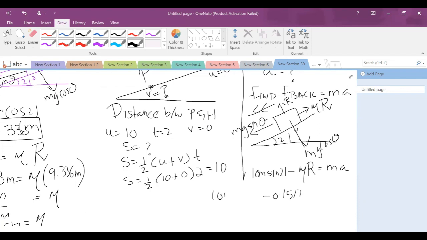So 10m sin 21 minus 0.1517 R. R जो है that's equal to mg cos theta. R and mg cos theta, they're equal. So instead of R, I'm going to write mg, which is 10m cos 21, equals ma.